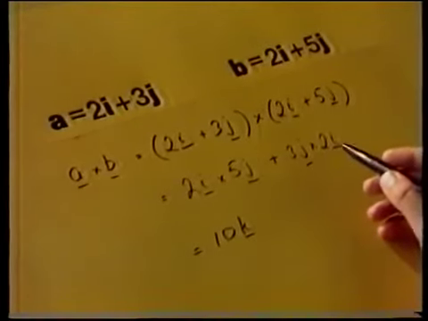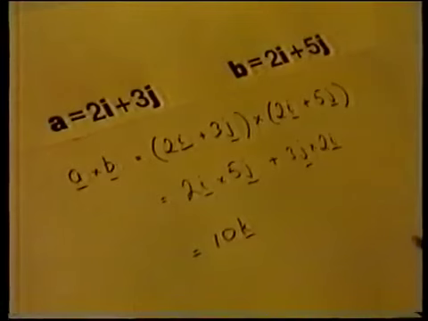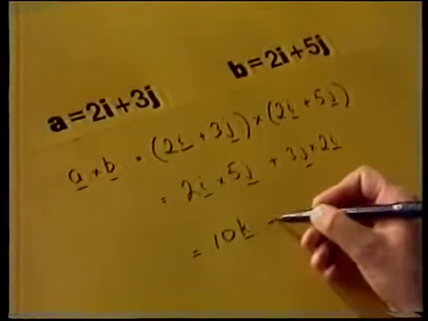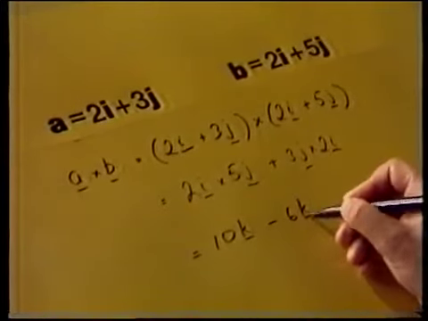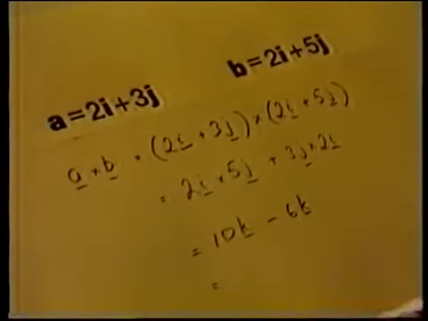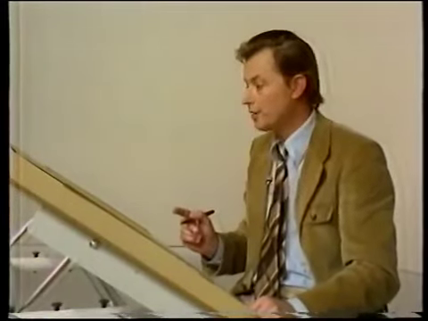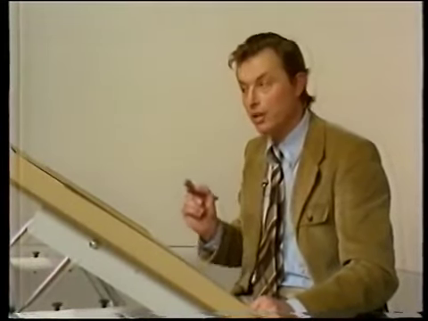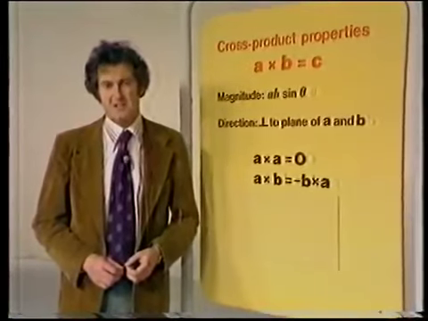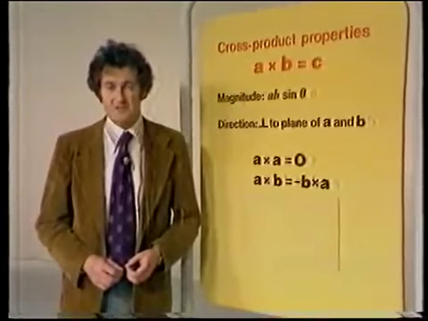Now this term contains j cross i. That's the same as i cross j, only the order is different. So j cross i will be minus k. And here then we have minus 6k, giving us finally 4k. And that's the answer. And it makes sense because k is a vector at right angles to the ij plane that contained A and B.